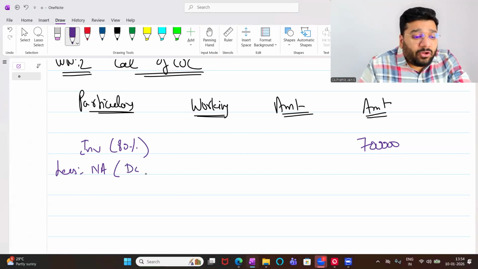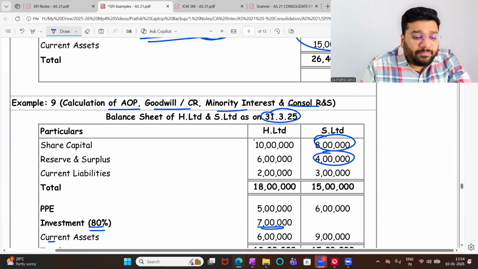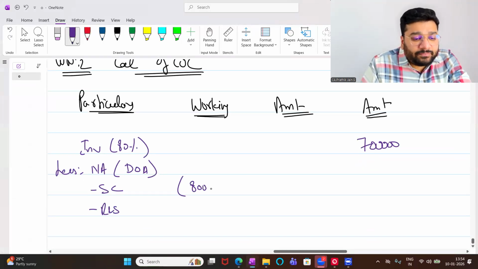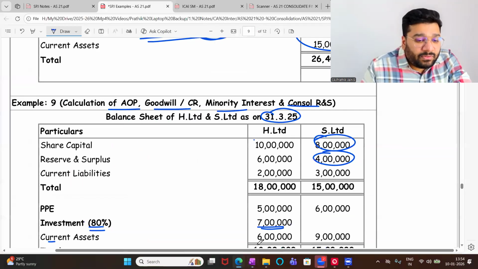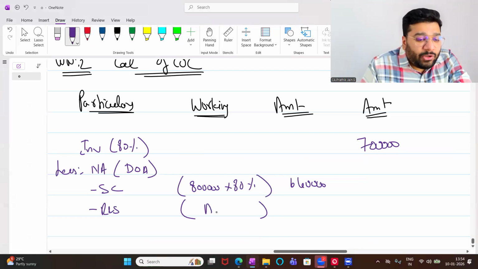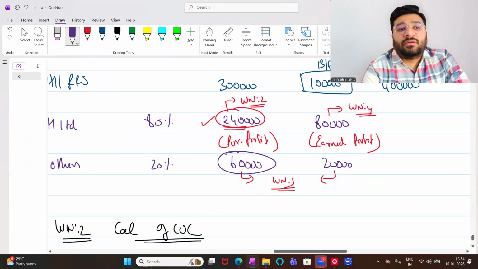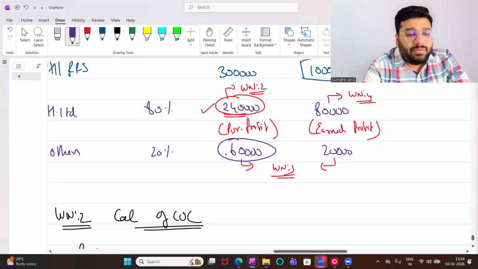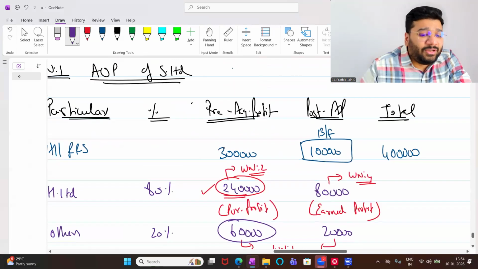No, very good. On the date of acquisition. Share capital how much? Reserve and surplus how much? Share capital is 8 lakh, 80% of it. Very good. 6 lakh 40,000. And then this is coming from your AOP. 60,000 rupees. Okay, not okay. Pre-acquisition profit is 60,000 rupees. No? Oh my God. 2,40,000.